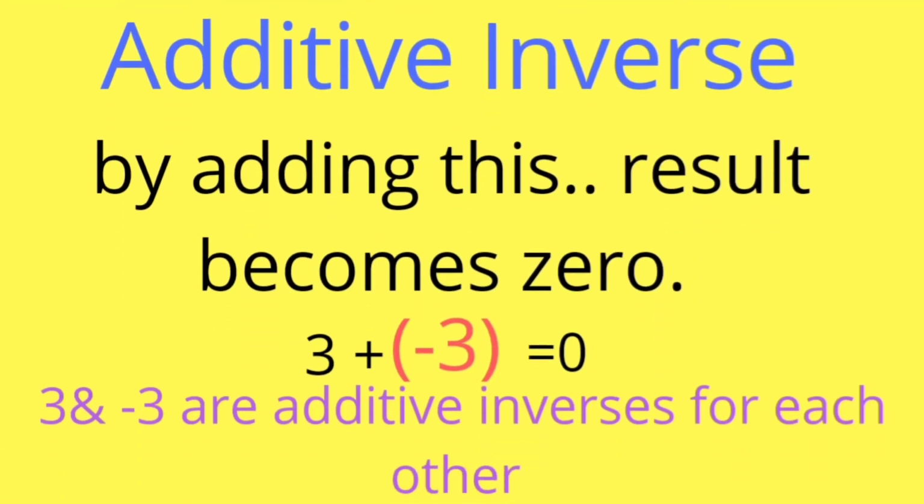Additive inverse. Any two numbers whose sum is 0 are called additive inverses of each other. That means if we add any two numbers, we must get 0, then the two numbers will be called additive inverses of each other. Look at this here. 3 and minus 3 added, we got 0. So 3 and minus 3 are additive inverses of each other. Similarly, note this, additive inverse of 0 is 0 only, because 0 plus 0 is equal to 0.